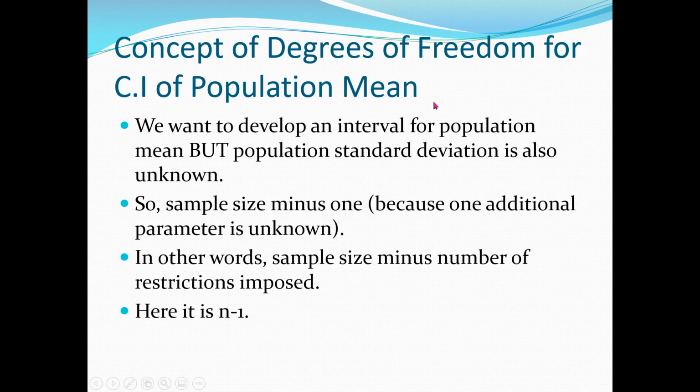When we use the t distribution, there is a concept called degrees of freedom. What is the idea? When we are developing the interval for the population mean, the problem is we have an additional unknown thing, which is the population standard deviation. So I am going to deflate the sample size by 1. So sample size minus 1 is my degrees of freedom. Why is it degrees of freedom? You can see that it is the total sample size minus the number of unknown parameters. So here the population standard deviation is unknown, so n minus 1 is the degrees of freedom.